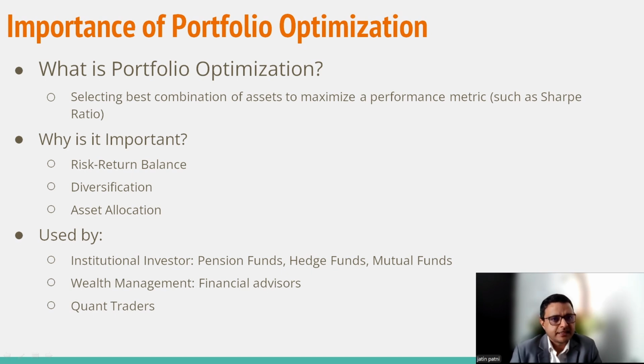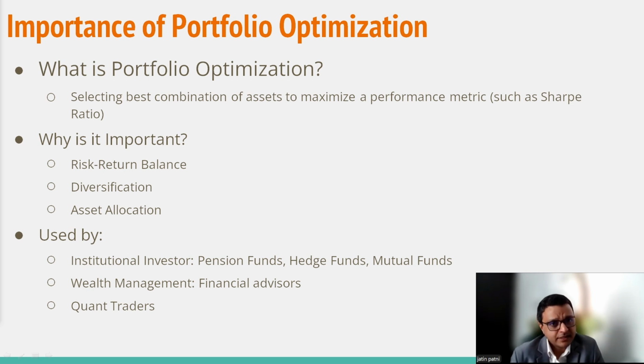Portfolio optimization is a very crucial concept in finance. It focuses on choosing the best mix of assets to maximize the performance. Think of it like crafting a perfect recipe. How to combine stocks, bonds, funds to achieve a goal, say maximizing the Sharpe ratio. Sharpe ratio measures the risk versus return trade-off.